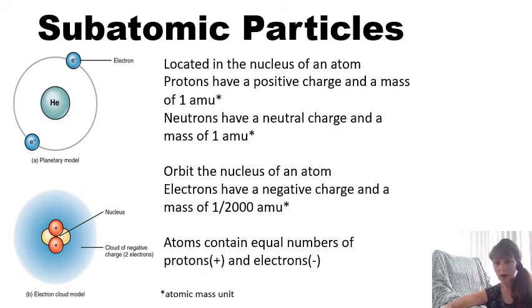Remember, protons have a positive charge. Neutrons have a neutral charge. They don't carry a positive or negative charge. Electrons have a negative charge.